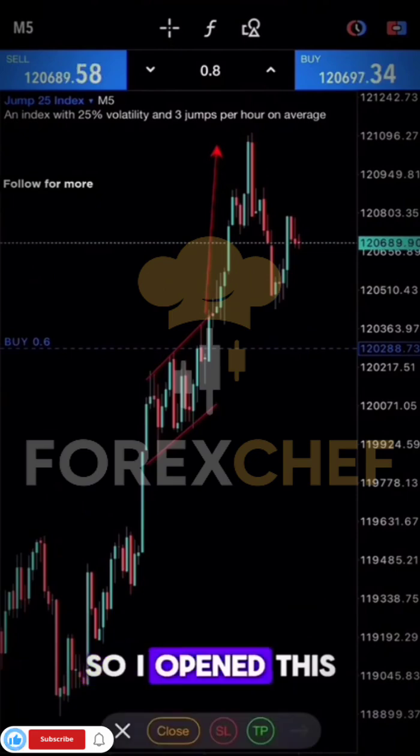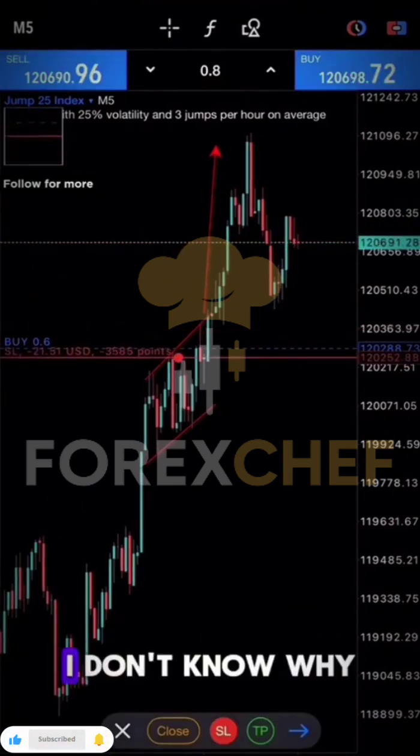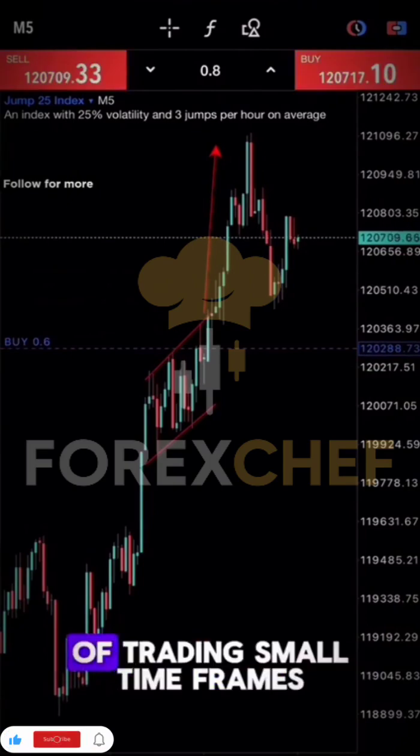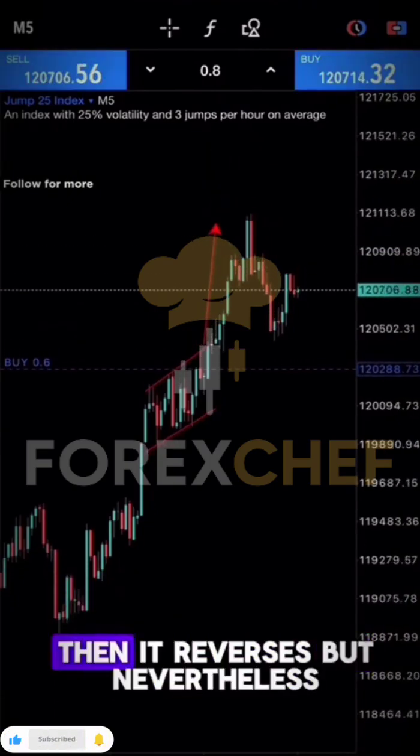So I opened this trade a little bit late. I don't know why I keep doing that. That is the problem of trading small time frames. You always forget and then it reverses.